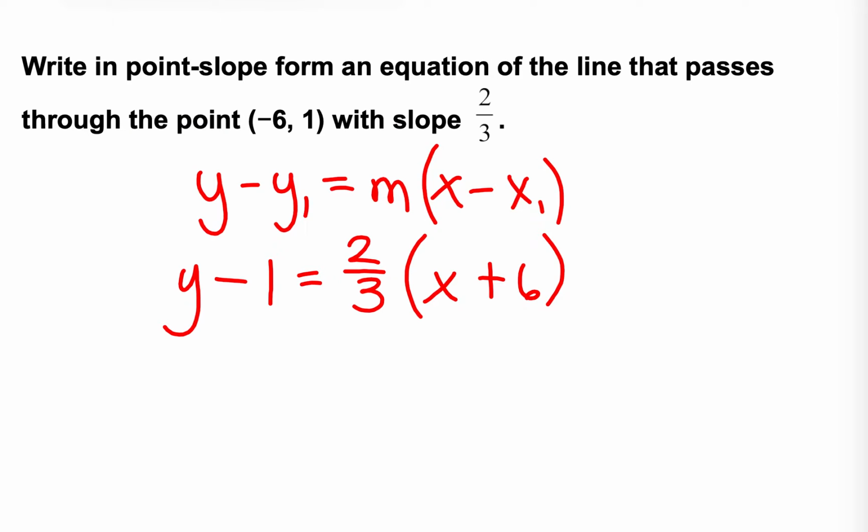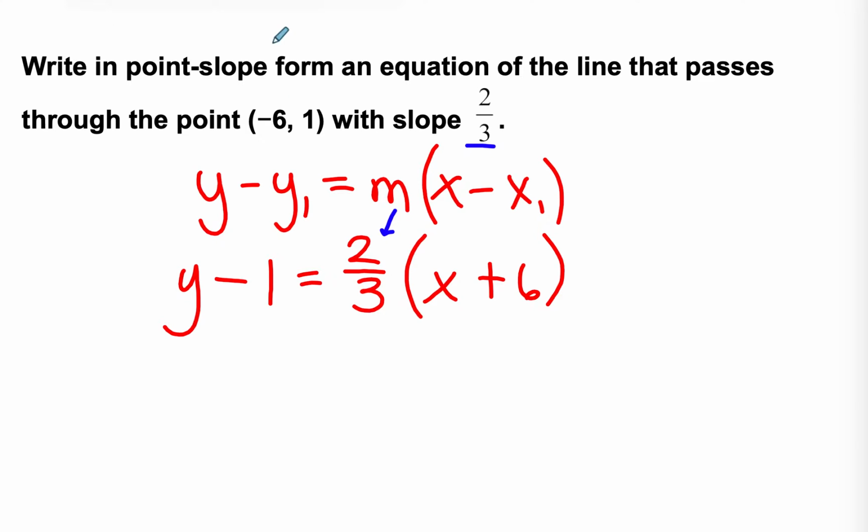Okay, so let's go ahead and try it for a problem. So for this one, it says write in point-slope form an equation of the line that passes through the point -6, 1 with a slope of 2/3. So here's our formula. We've got y minus y1 equals m times the quantity x minus x1. Well, our slope, that's this part right here, 2/3, that's our slope. So we take our m, and instead of the letter m, we write 2/3 in front of the parentheses.